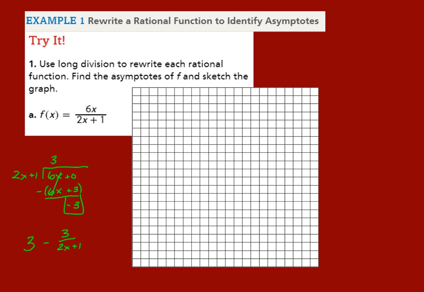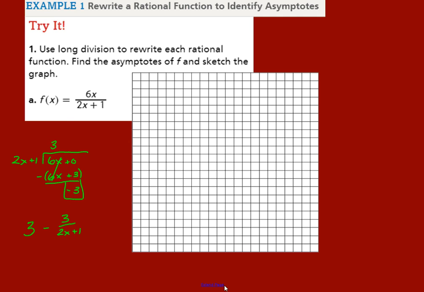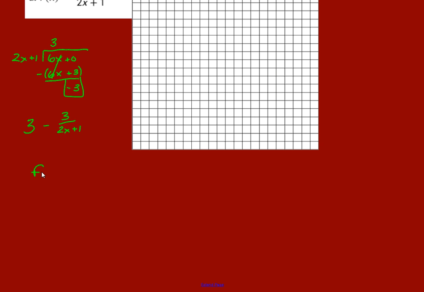So we can now rewrite f of x instead of the 6x over 2x plus 1 that it started as stated in the problem. We have now said this is the same thing as, well, I'm going to write it the way we're used to seeing it. 3 minus 3 over 2x plus 1. Now, we're not used to seeing it this way.